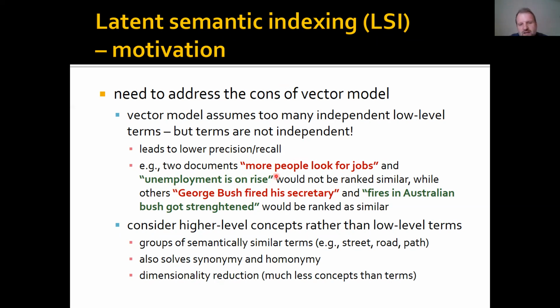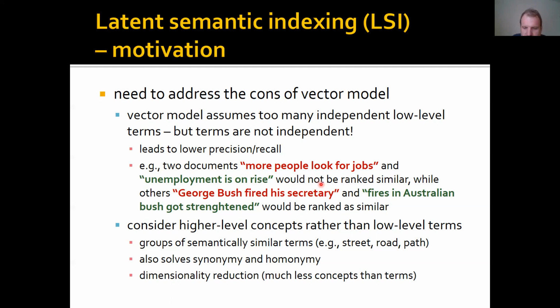But if you take it strictly on the basis of terms, there are no terms in common here. There's people, jobs, unemployment. So if we have vectors for these two documents, they will be completely not similar because they do not even share terms. These would rank as completely dissimilar, although they should be ranked as similar because they have similar semantics, but not on the level of terms lexically.